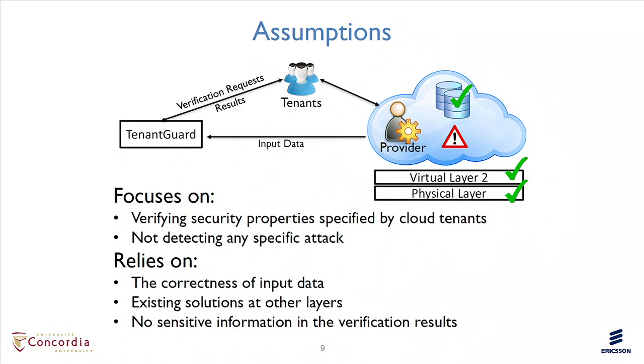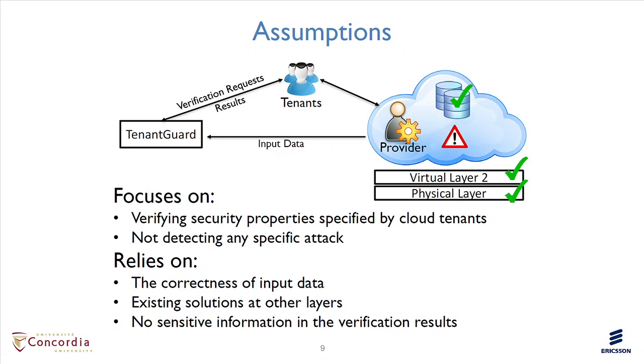Before jumping into the solution, let's just talk about the assumptions. In TenantGuard, we have three major players: cloud tenants, cloud providers, and TenantGuard. Cloud tenants provide verification requests or security properties to TenantGuard, and the cloud provider provides the input data, or the cloud data, to TenantGuard. In this work, we focus more on verifying security properties defined by the cloud tenants, and we are not detecting any specific attacks here.